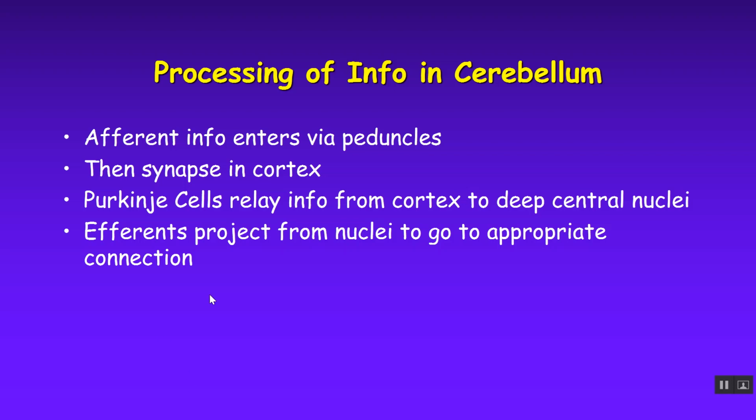They synapse in the cortex. Purkinje cells relay info from the cortex then to the deep cerebellar nuclei, those fastigial, emboliform, and so forth. And then the deep cerebellar nuclei is where the efferents leave the cerebellum to go influence the cortex, influence the brainstem, okay, and the descending motor pathways. All right.